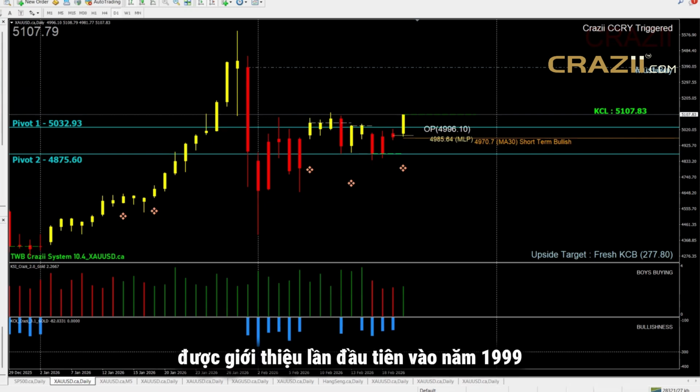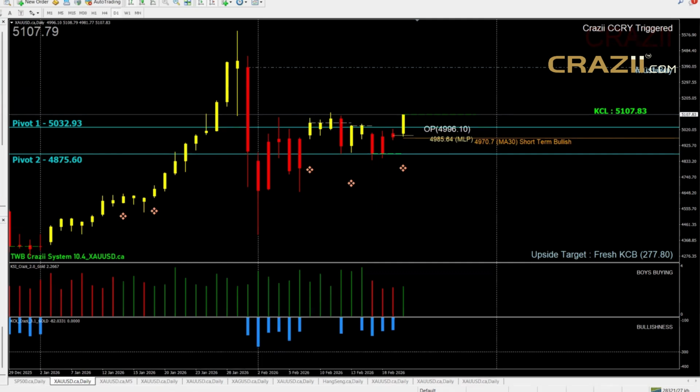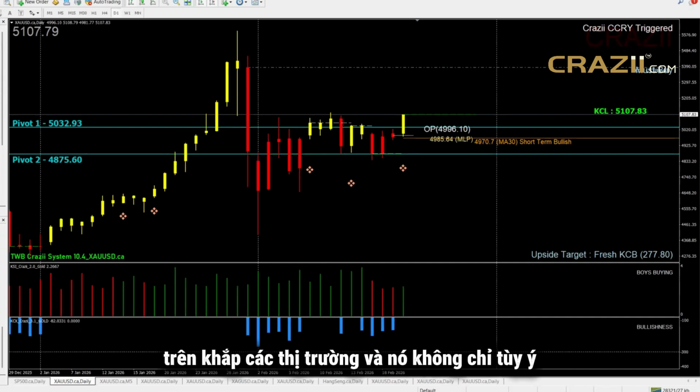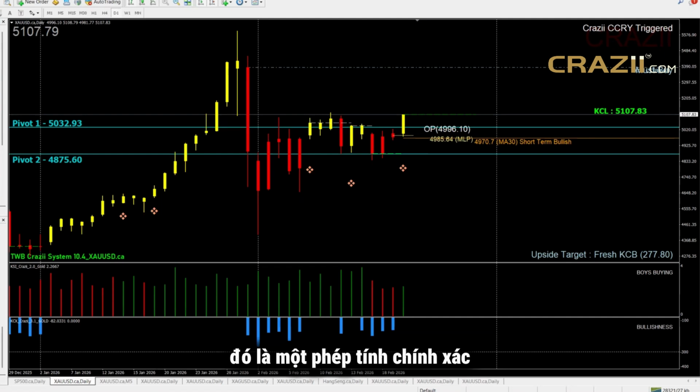Now, it was first introduced in 1999. It's a daily momentum filter. It helps us to distinguish between a strong, healthy trend or a weak, struggling one. Now, this construction has remained robust across the markets, and it's not arbitrary, it's a precise calculation: the exact midpoint between the previous day opening price and the closing price.